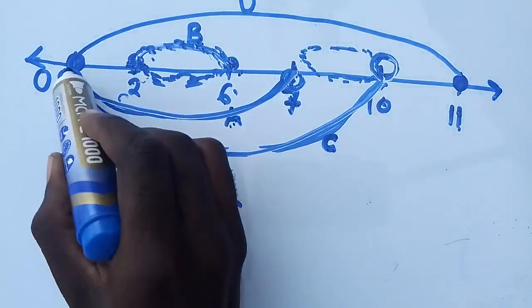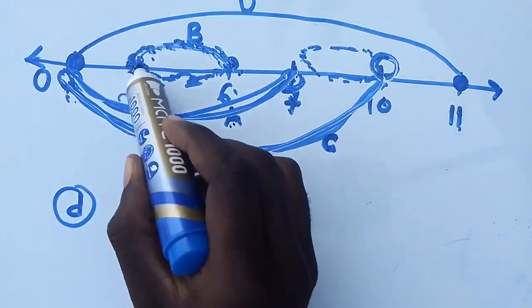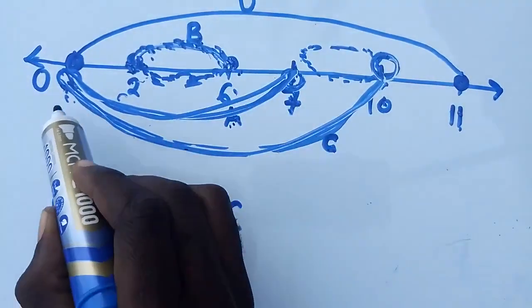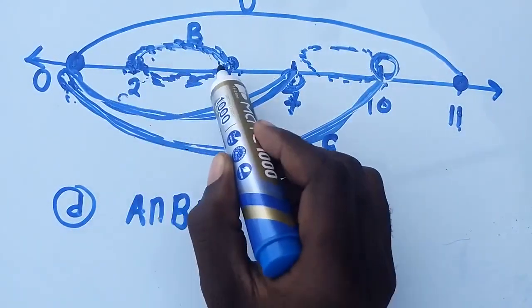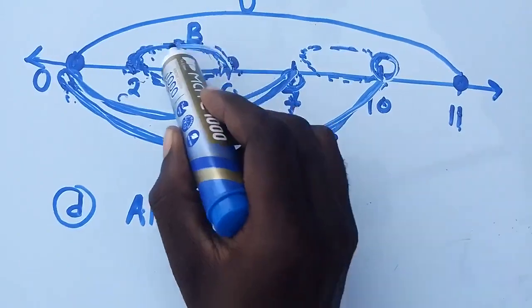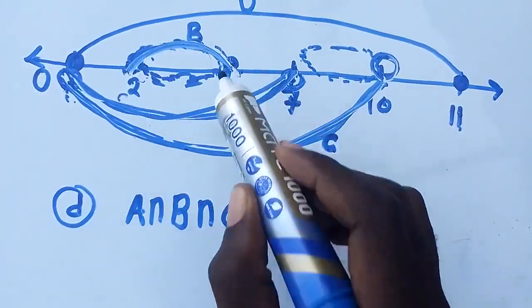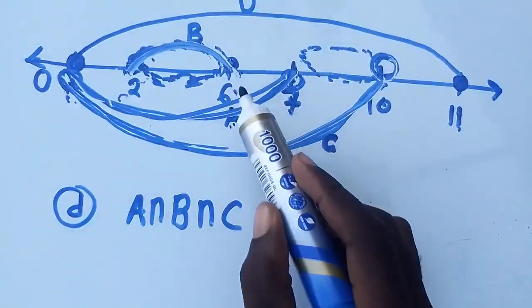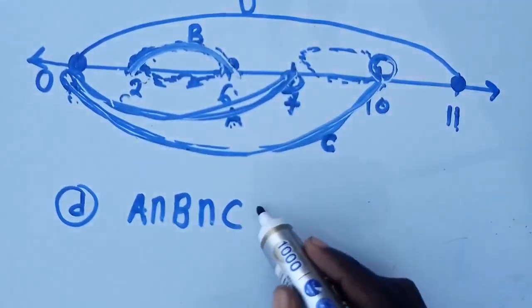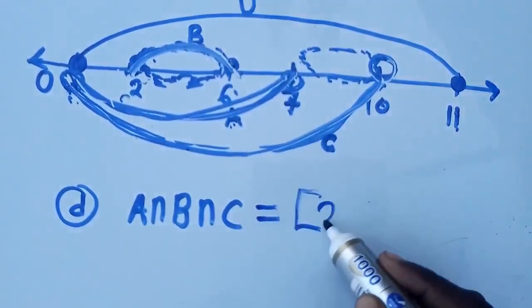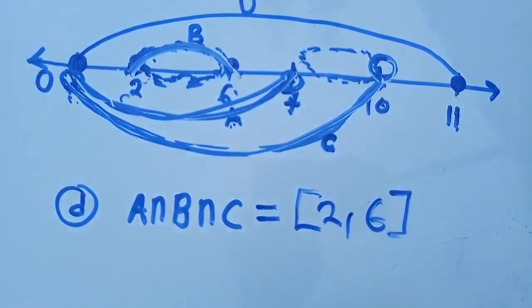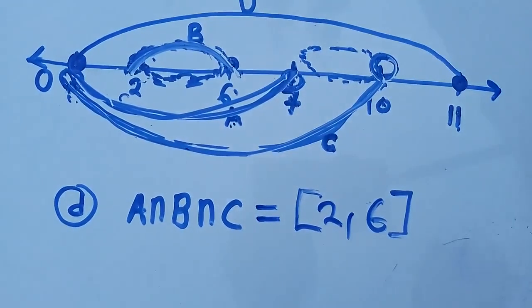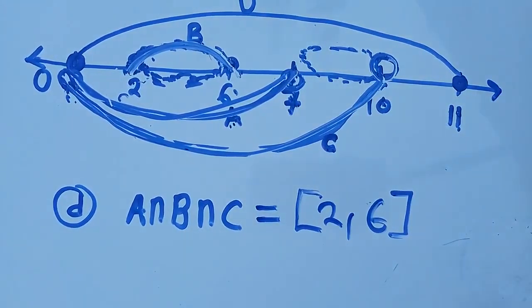A, 0 to 7, passing through 2 and 6. C, 0 to 10, passing through 2 and 6. Then B, just 2 and 6. So this is where these are intersecting. The intersection is equal to 2 and 6 included. This is how you get to answer such a question. This is the way you are supposed to work out those questions, as simple as this.